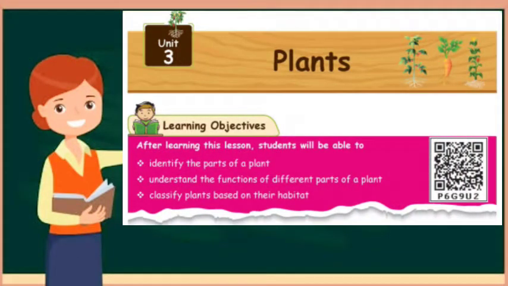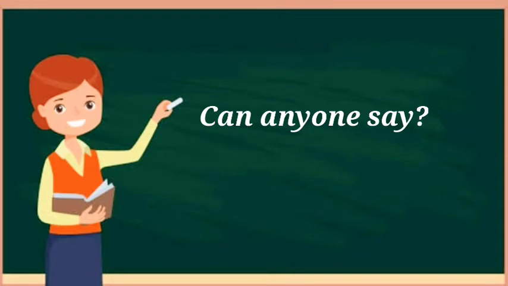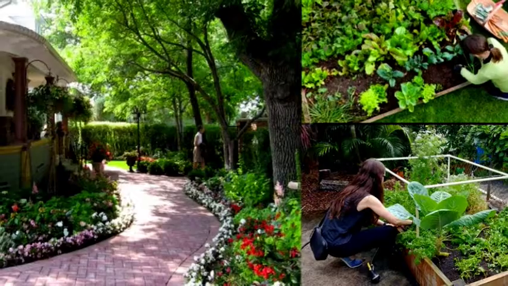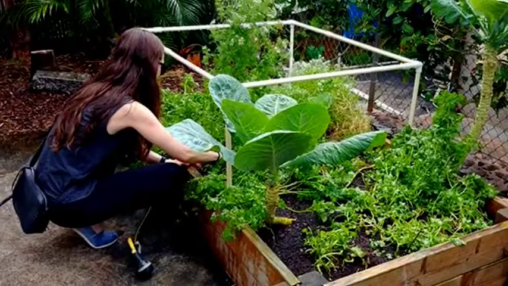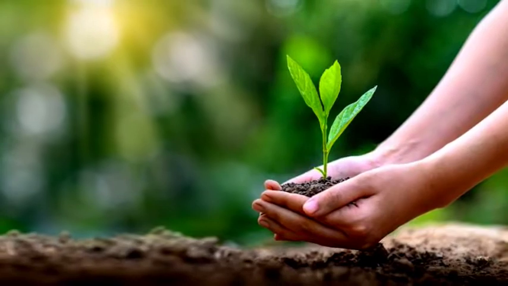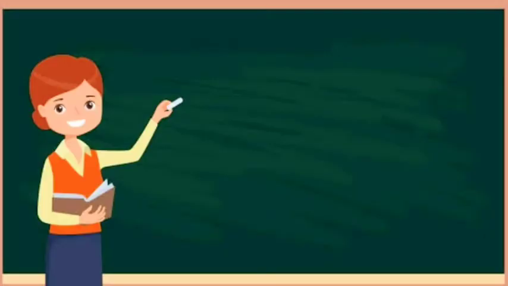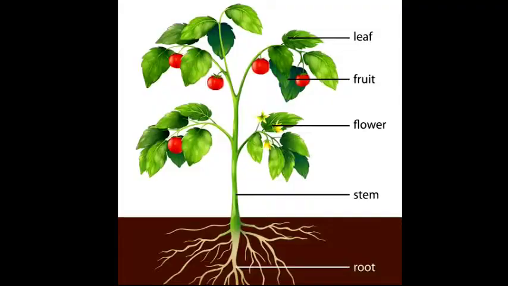Children, this lesson is very easy to understand. Why? Can anyone say? Because plants are all around us. This is a part of our lives. Without these, we cannot survive. Isn't it, children? First, let us recall the parts of the plant. Okay? Yeah.